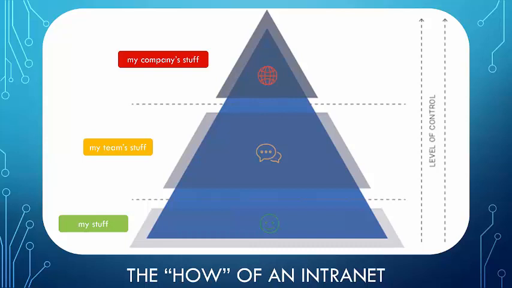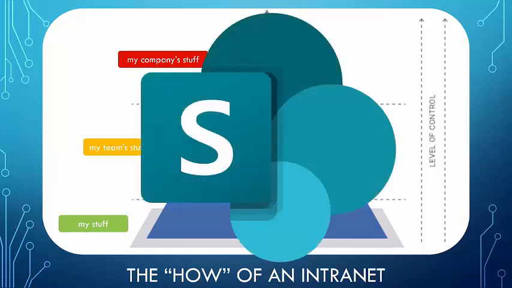In between we have team and sort of collaboration content around working together on projects. And at the top we have the company stuff. So this would be things like company policies, news and whatnot. And typically the answer of how we would approach this, say, 10 years ago, in the Microsoft world, was very straightforward. The answer to everything was SharePoint.